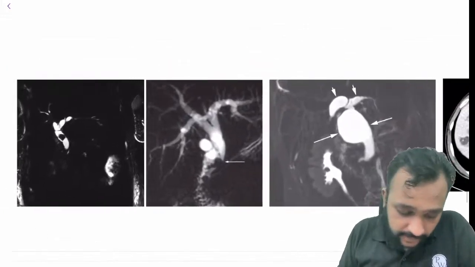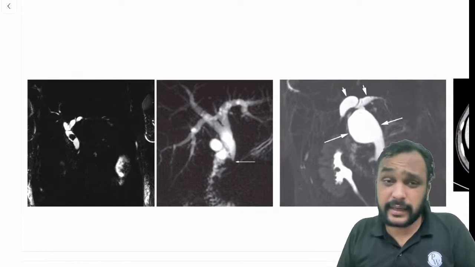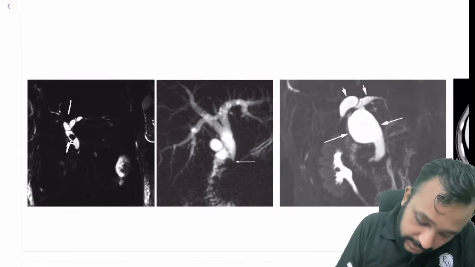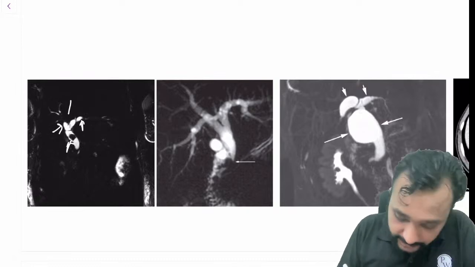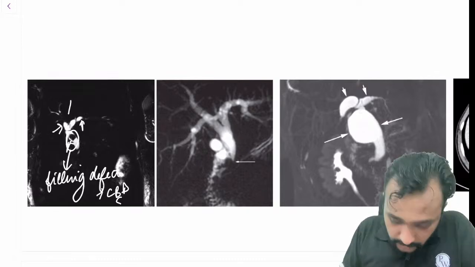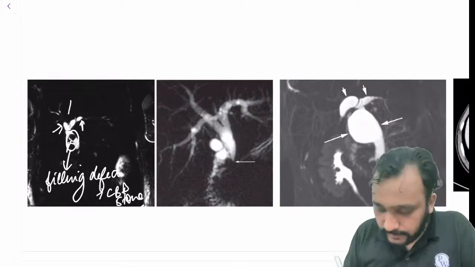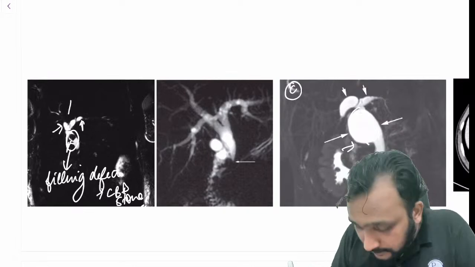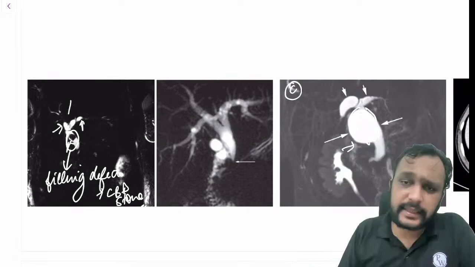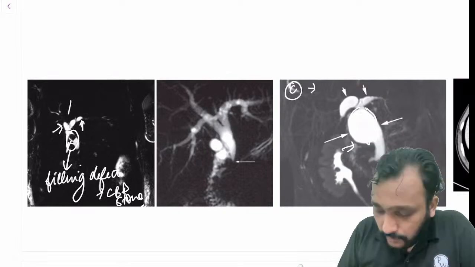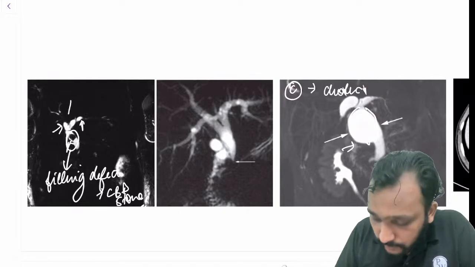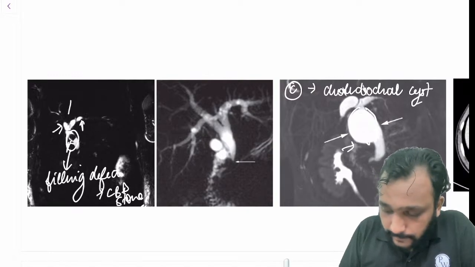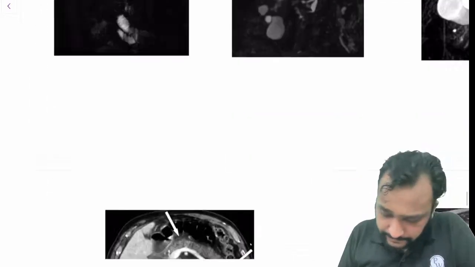So these are the MRCP images. MRCP images are again being asked in your main exams. This is the CBD, this is the left hepatic duct, this is the right hepatic duct, and what you are seeing is a CBD stone as the filling defect, right? And here in the third image, see that there is fusiform dilatation of the CBD, and this is the case of choledochal cyst, right?